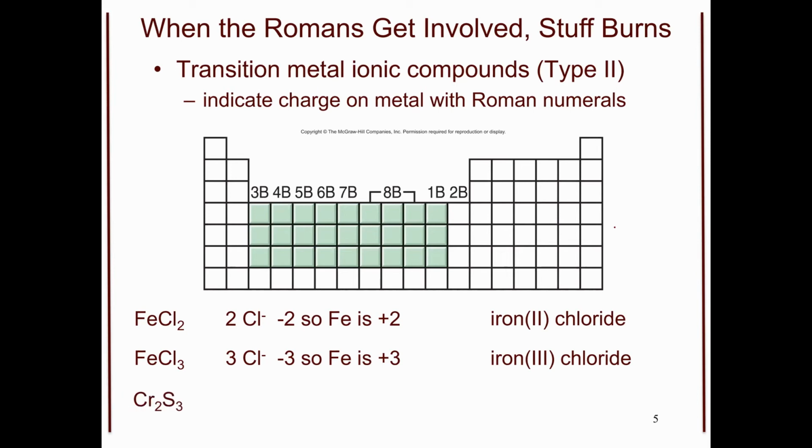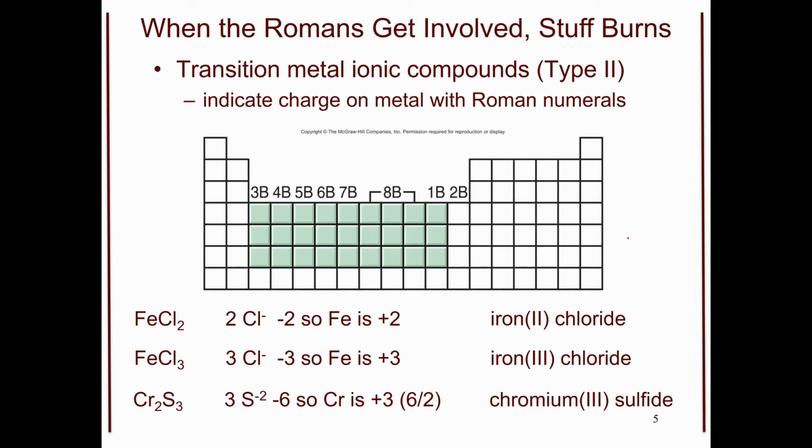Now you can see here that I have chromium and sulfide. Well, what's the charge on my sulfide? That's going to be 2-. So I have 3 of them. That gives me a total negative charge of 6-, which means I must take that 6 divided by 2. So this is chromium 3+. This means that I need to name this as chromium 3 sulfide.